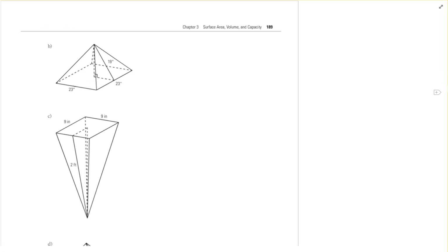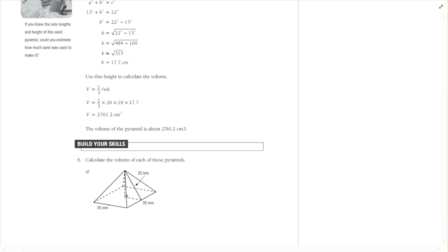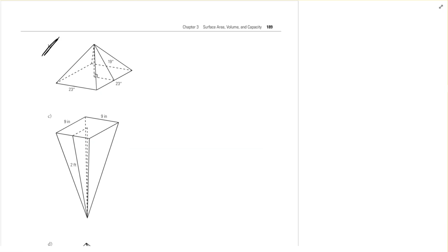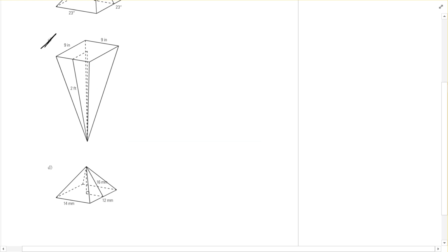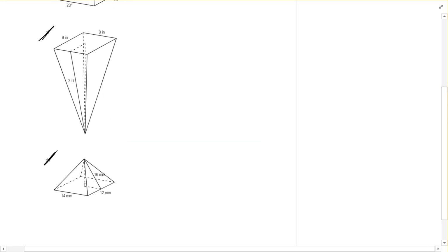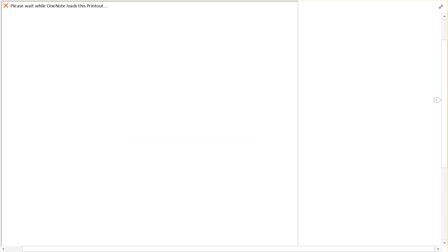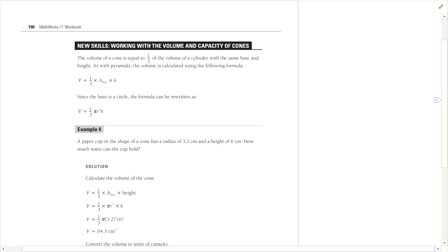So you can go ahead and skip the last page too. Number 6. Yeah. This is all the questions you were going to get for that one, so you can go ahead and skip those ones. And then we are going to jump into cones as soon as it comes up.